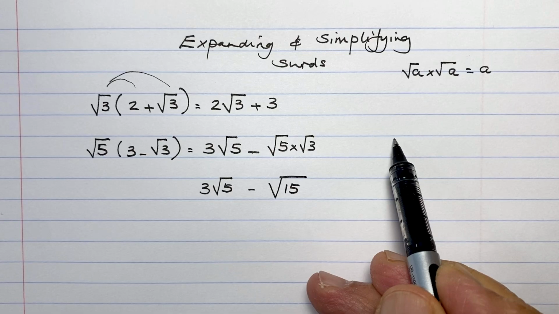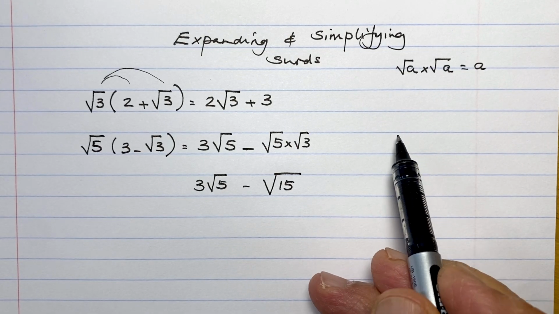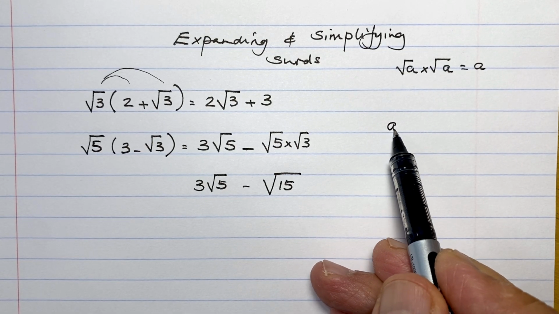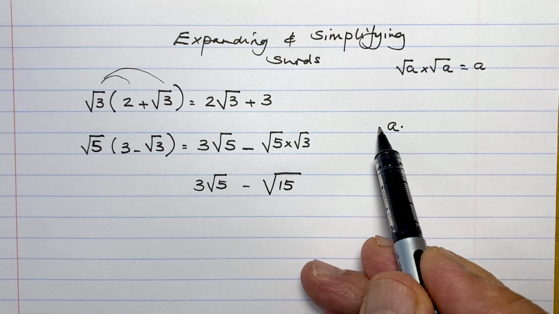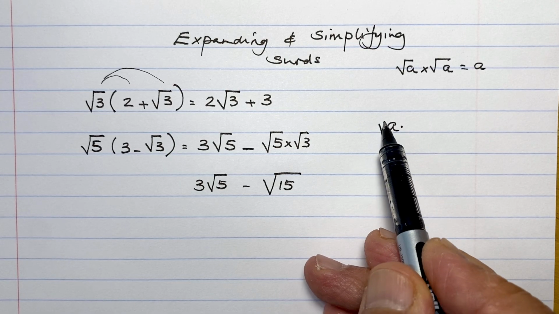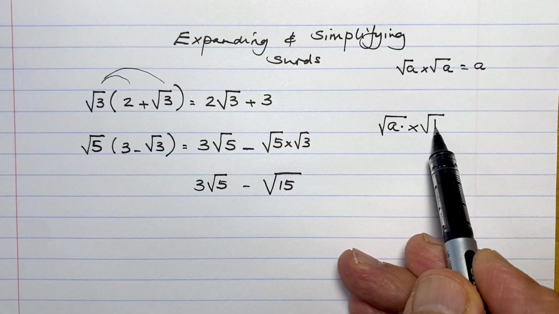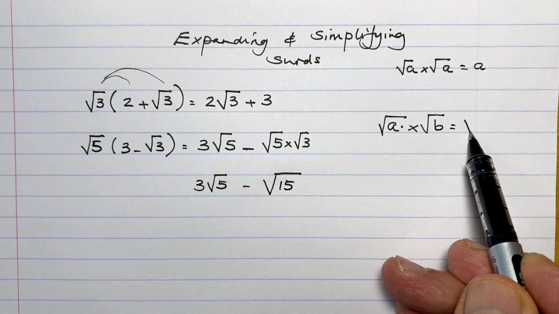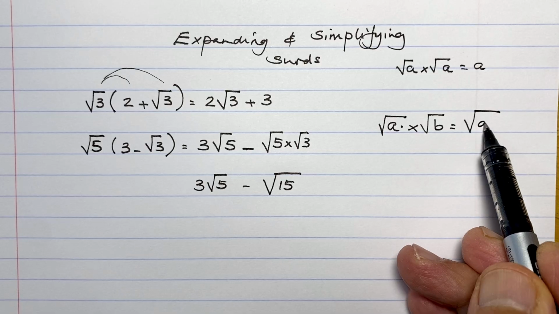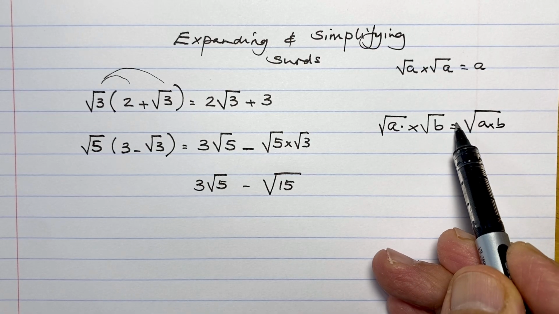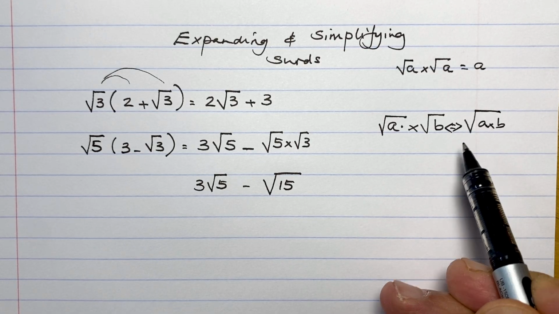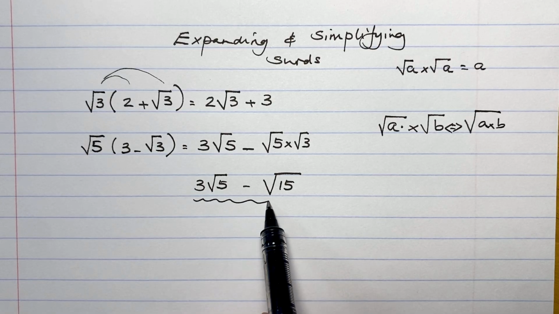15. If you remember again from the first episode of this topic, we have root of a times root of b. We could write it as root of a times b, and vice versa. So this cannot be simplified any further.